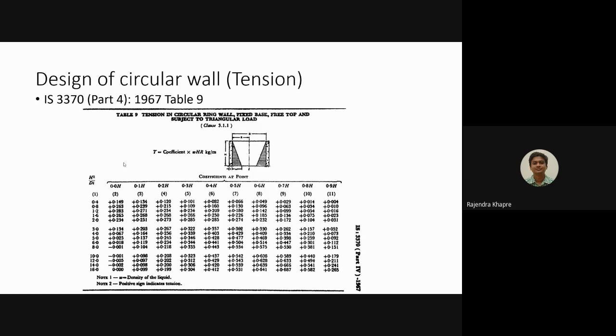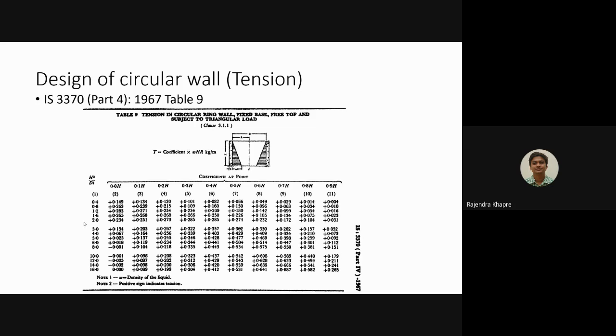This is our case. Once again I'll repeat: tension in the circular ring wall with fixed base, free at top, and subjected to triangular load. In the figure shown here, the height, small h, is given, and the water pressure is also given.